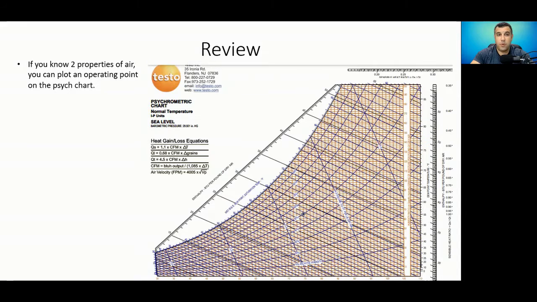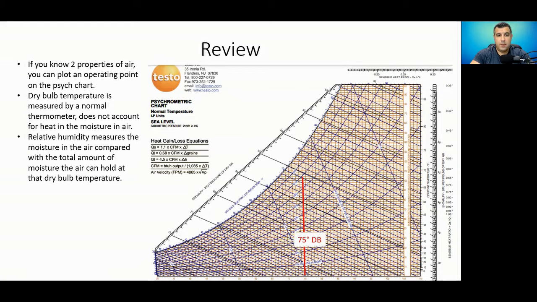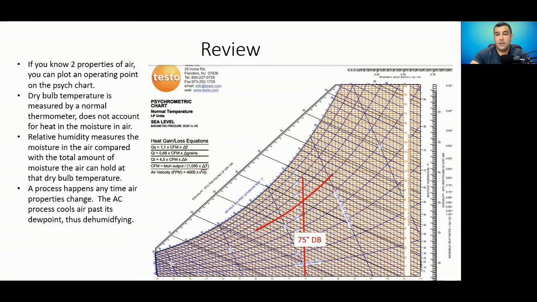As a review, if you know two properties of air, you can plot an operating point on the Psych chart. For example, our dry bulb temperature is measured by a normal thermometer. It doesn't take into account, though, the heat that's in the moisture in the air. So if you see here, we're plotting 75-degree dry bulb on our Psych chart. Now, relative humidity measures the moisture in the air compared with the total amount of moisture that the air can hold at that dry bulb temperature. So a relative humidity curve may look like this. In this case, our air temperature is 75-degree dry bulb, and it's 60% relative humidity. Where those two lines cross, that's our operating point.